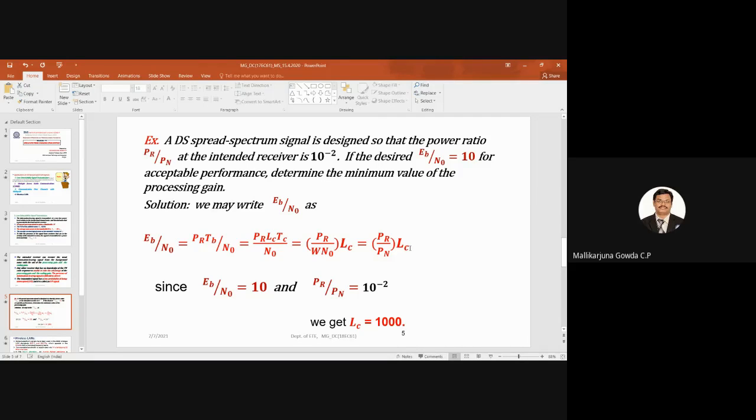Yes, please see, the problem is very simple. It will not even take 2 minutes to solve this. The only thing is you should know how to relate the processing gain, Eb by N naught and Pr by Pn. You don't have to remember all these things, but you should know ultimately how they are related. Eb by N naught is equal to Pr by Pn into Lc. Two values are given, Eb by N naught and Pr by Pn, so you can calculate the value of Lc. Hope it is clear.